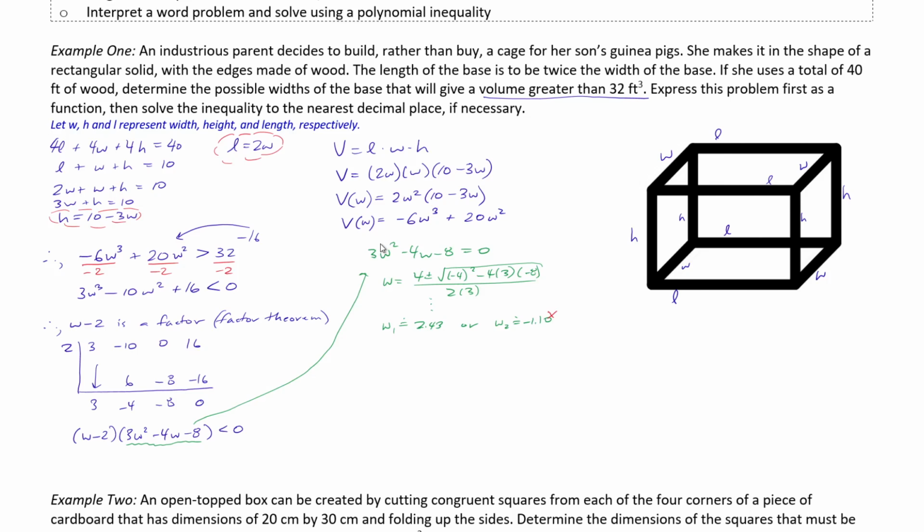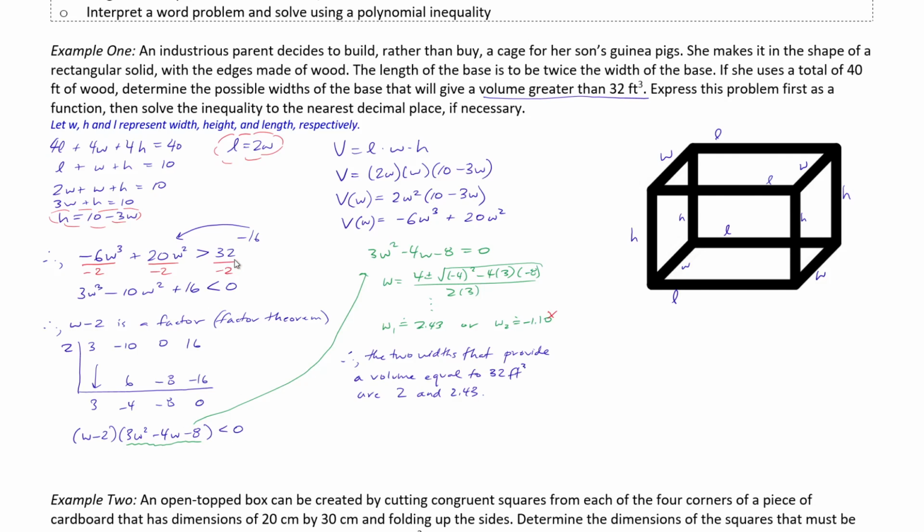So the two zeros that work, right? So therefore, the two widths that produce a volume equal to 32 cubic feet are 2, which I got from over here, and 2.43. Now you might be thinking, well, Mr. Mancini, we had a zero over here, right? That this equals zero, it doesn't equal 32 feet, right?